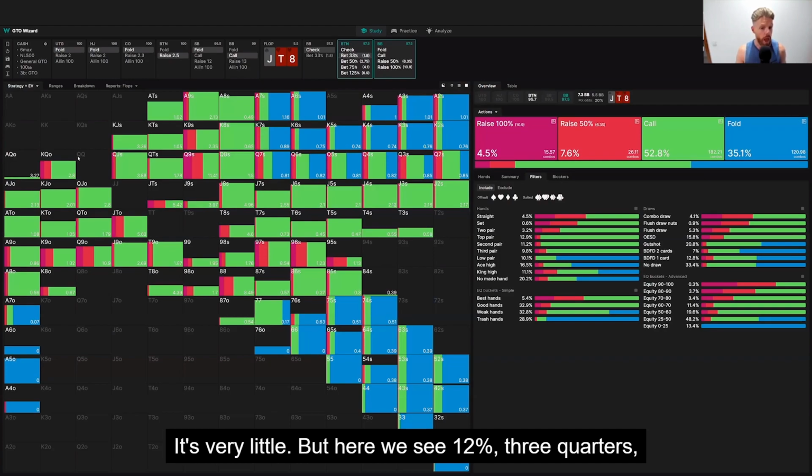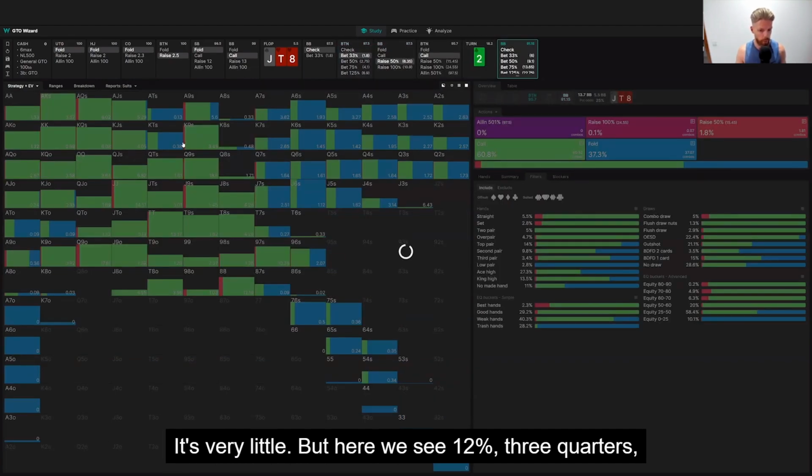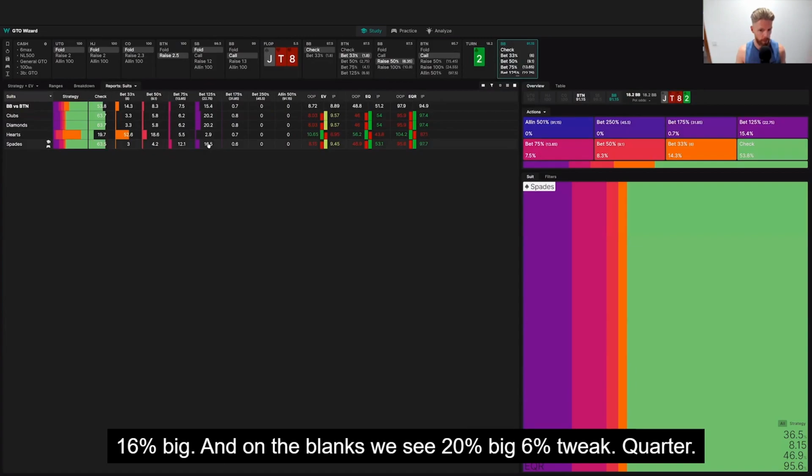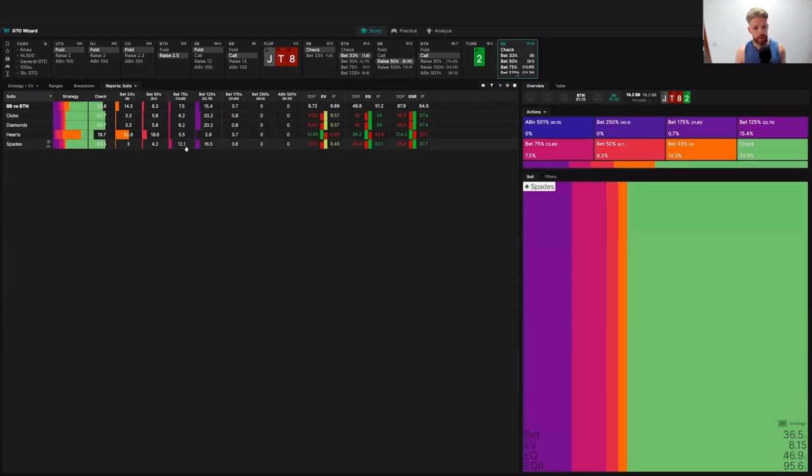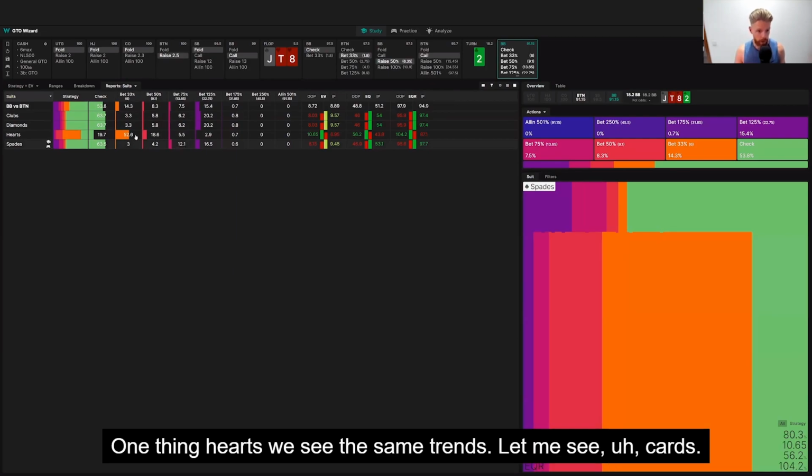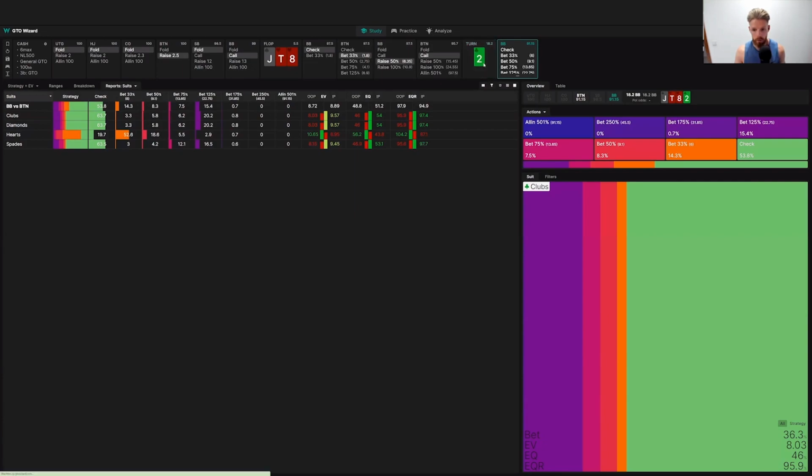Okay, it's very little, but here we see 12% 3/4, 16% big. And on the blanks, we see 20% big, 6% 3/4. One thing, hearts, we see the same trend. Let me see cards.